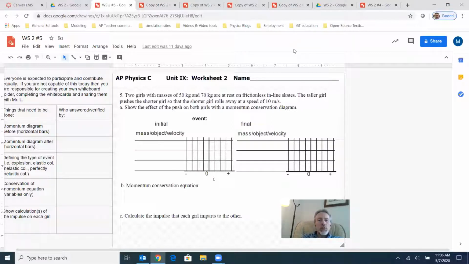This is number 5 we're doing. So B and C for sure, and I'd like you to also find the speed of the bigger girl. So let me stop sharing and open up the breakout room.